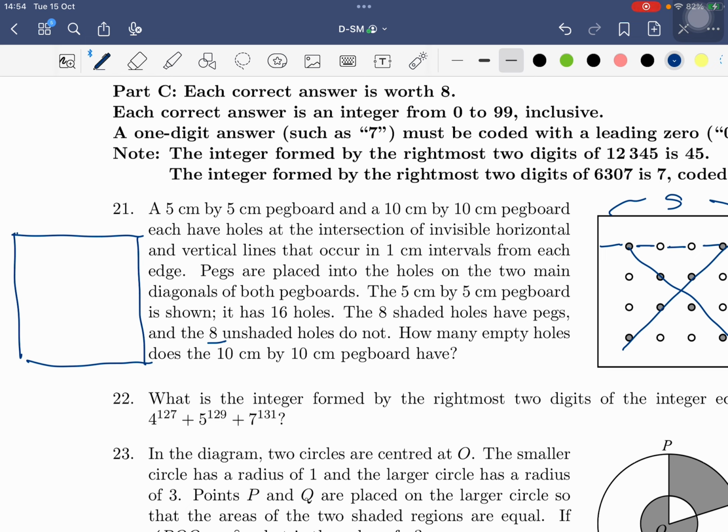I think 10 by 10 should be like 1, 2, 3, 4, 5, 6, 7, 8, 9, 10, let's say. Then we need to make the grid 9 by 9. 3, 4, 5, 6, 7, 8, 9. Yeah, I need to make it larger. For example, like this. 4, 5, 6, 7, 8, 9. Like this.